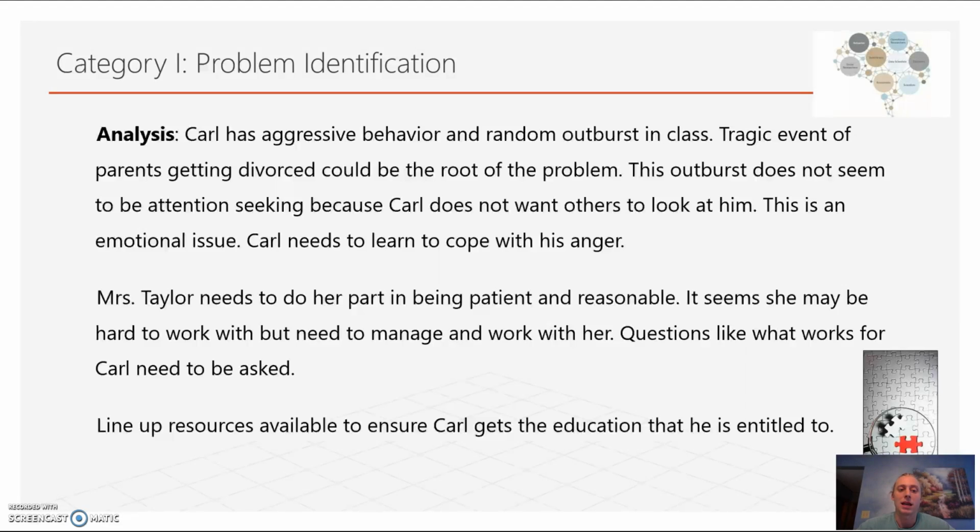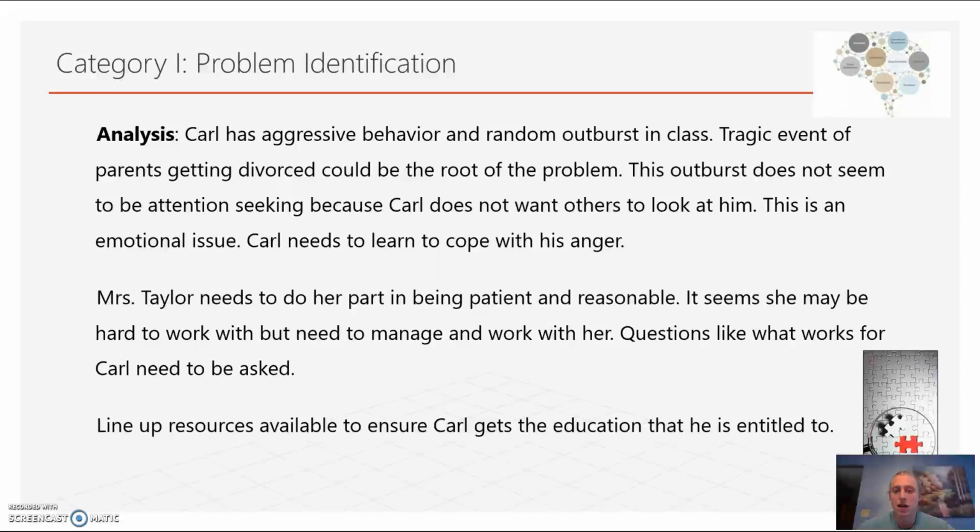Identifying the problem at hand. Through analysis, I discovered that Carl's aggressive behavior has random outbursts in class. The tragic event of parents getting divorced, in my opinion, is probably the root of the problem, but there's probably a lot more going on. But I'm just going to centralize that focus.